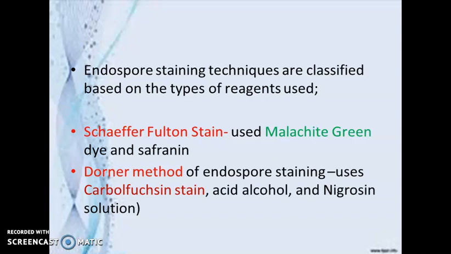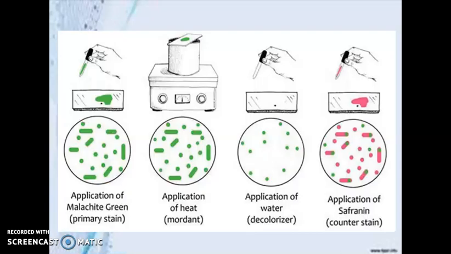In the Dorner method, which is another staining method for endospores, they use carbol fuchsin, acid alcohol, and nigrosin solution. The Moeller stain is also there, which I will discuss later. So these are the methods.